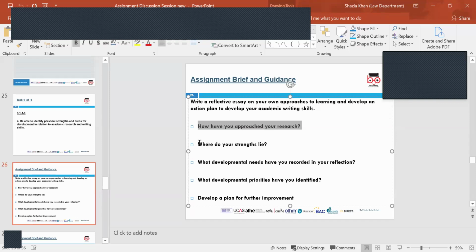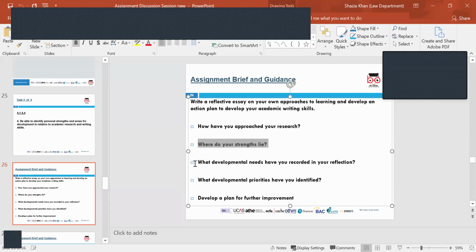Where do your strengths lie? Do you have good communication strengths? Do you have good critical thinking skills, research skills? Where do your strengths lie, in what kind of strengths you have? Good time management, punctuality, these kinds of things.